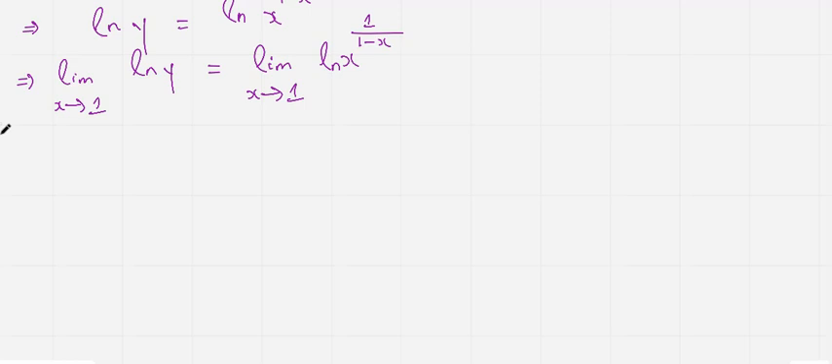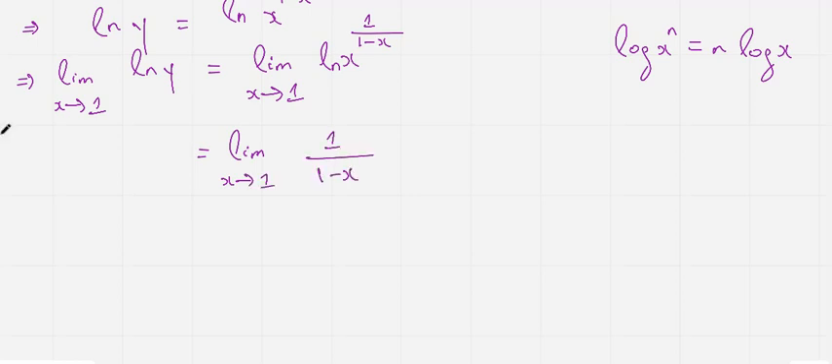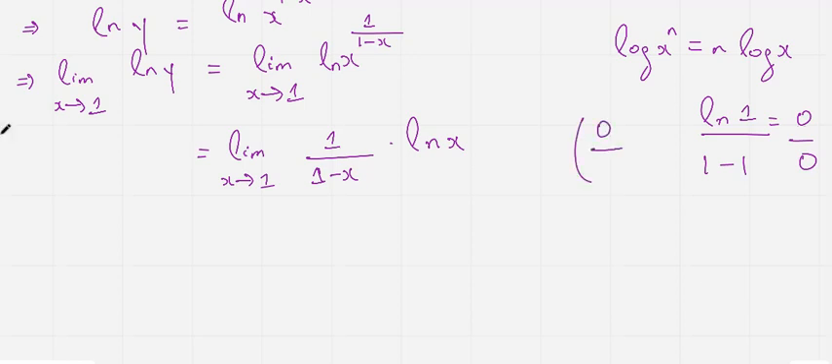Okay, this is ln. Now we are going to use our log property, that log of x power n is n times log of x. That's the property of log, so we apply it here. So it is going to be limit x tending towards 1 of 1 upon 1 minus x, which is the power, times ln of x. Now when we apply the limit here roughly, ln of 1 upon 1 minus 1, ln of 1 is 0 upon 0. So on applying the limit, we get an indeterminate form. From 1 power infinity, the indeterminate form is now switched to 0 upon 0.